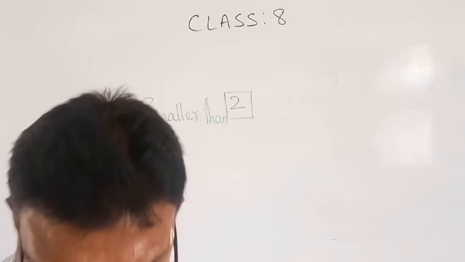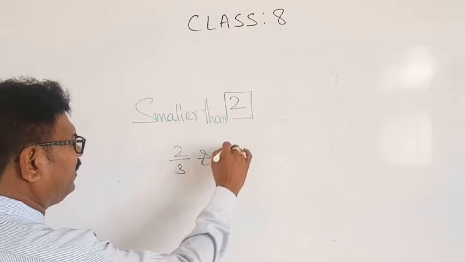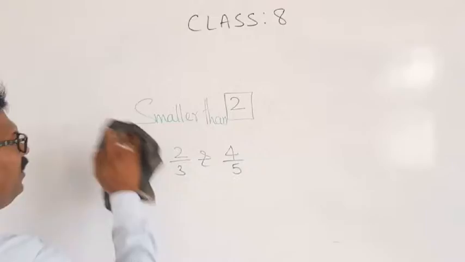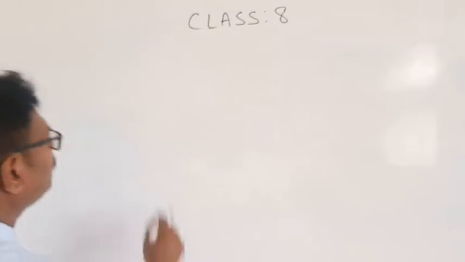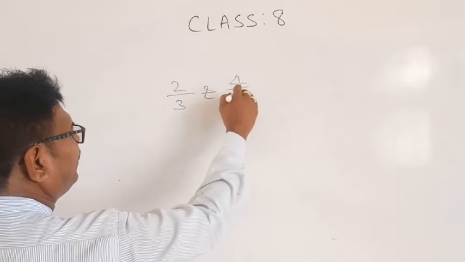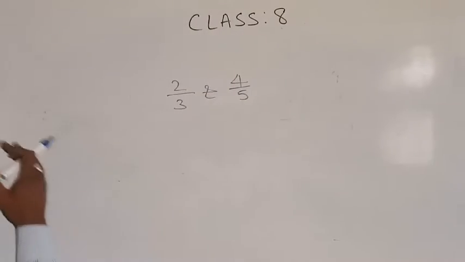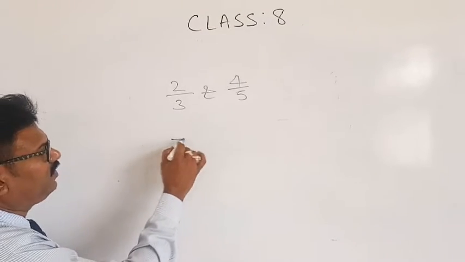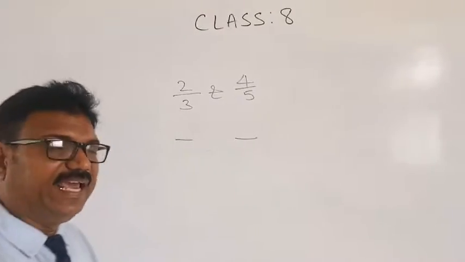Find any 5 rational numbers between 2 by 3 and 4 by 5. Very, very simple. 2 by 3 and 4 by 5. You see the method. What is the method? First, you make the denominators same. Therefore, to make the denominator same, we have to take LCM.